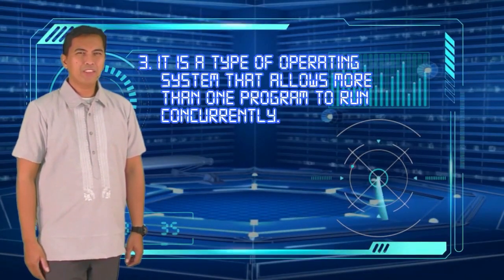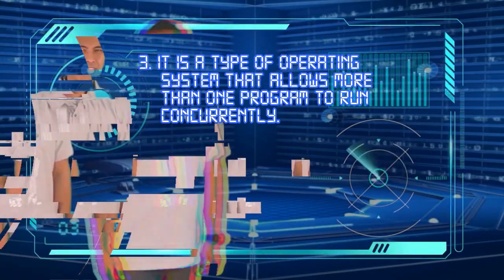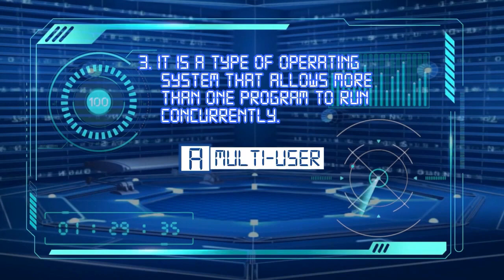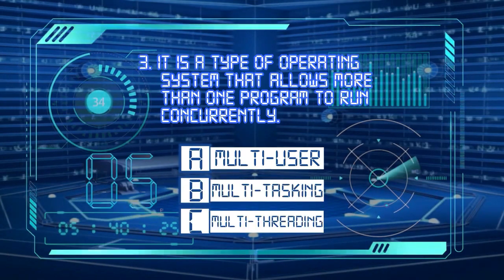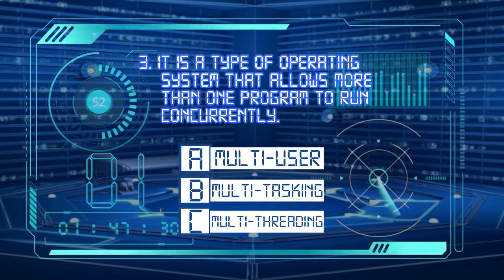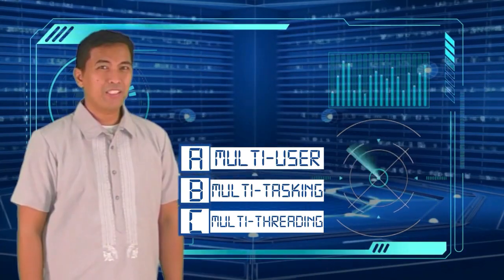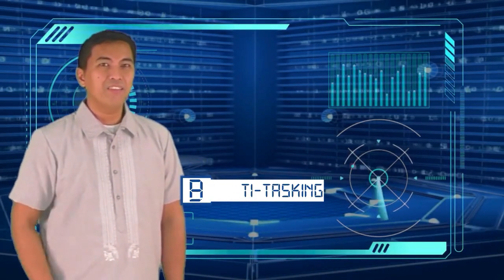Number 3. It is a type of operating system that allows more than one program to run concurrently. A. Multi-user. B. Multitasking. C. Multi-threading. 5, 4, 3, 2, 1. What is your answer? If you answered B, multitasking, then you are right. Very good, Fernandino teens.